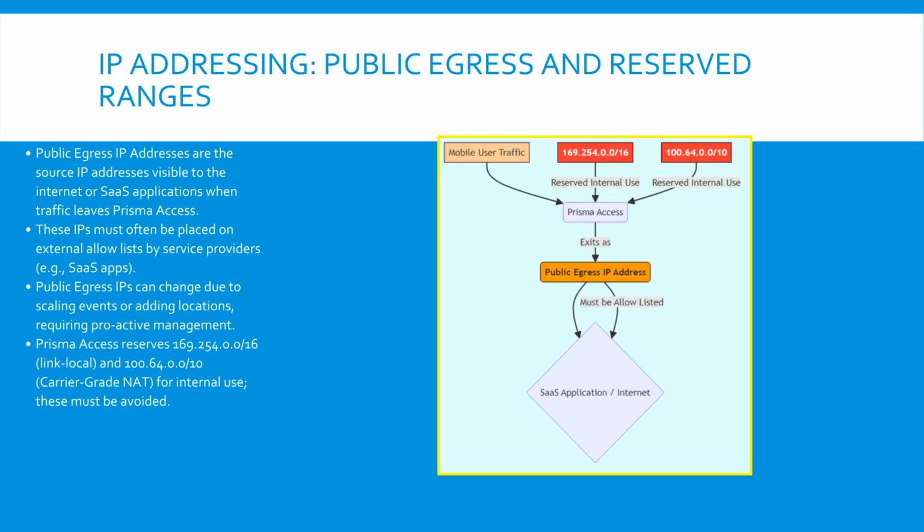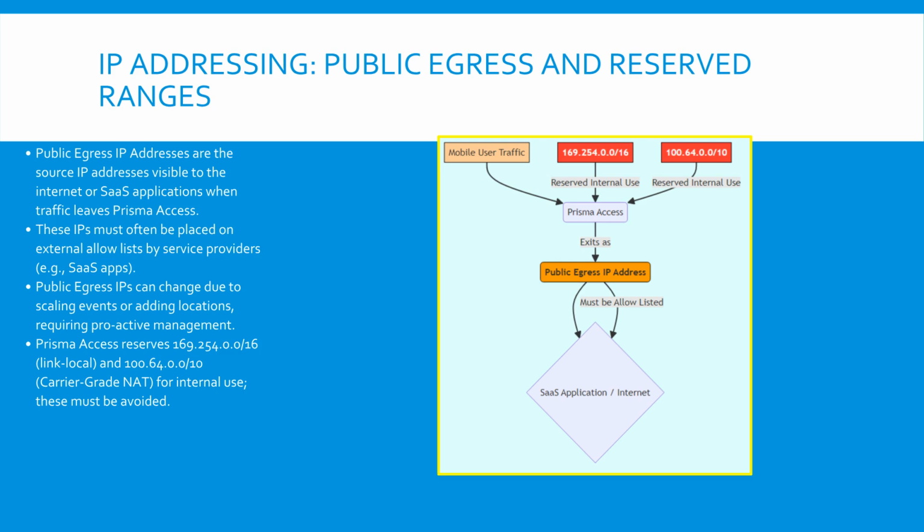What did we learn? We learned the difference between public egress IPs, seen externally, and ingress IPs, internal to the service, and identified two critical IP ranges reserved by Prisma Access. The important point is that public egress IPs must be tracked and allow listed externally, and reserved IP ranges must be avoided in corporate IP planning.